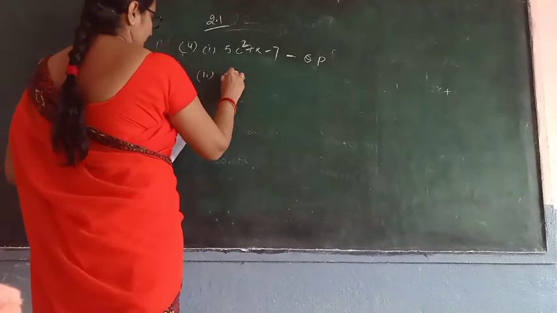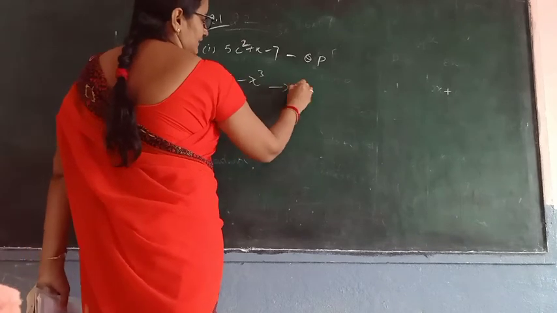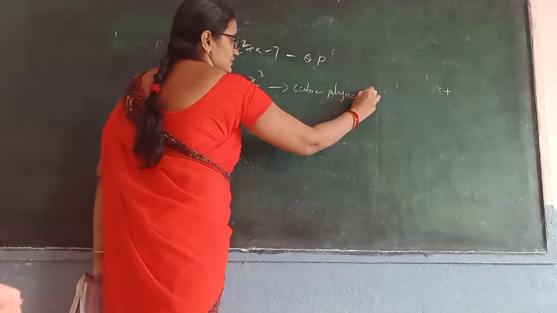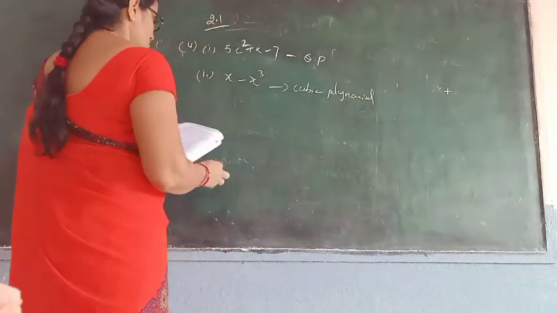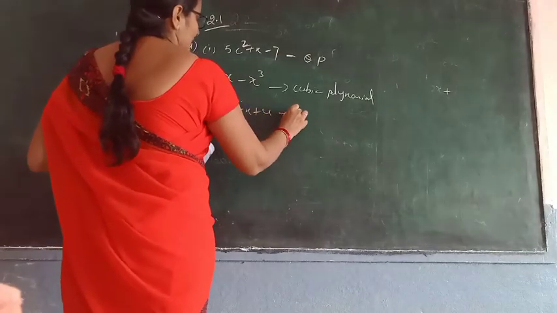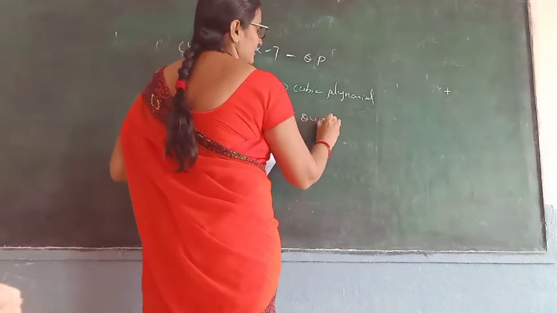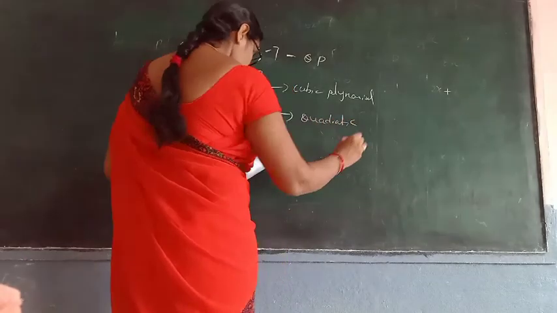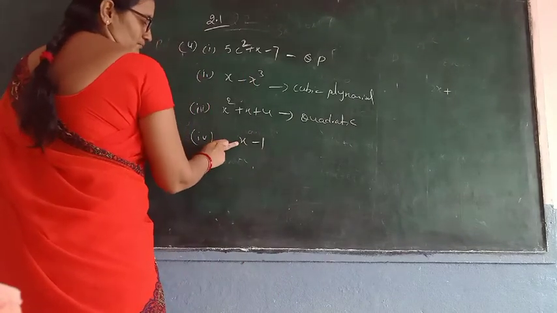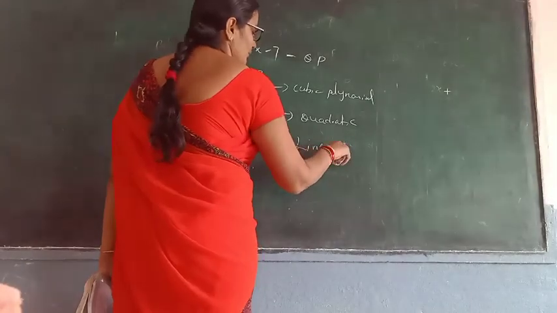Next, second one, x minus x cube. What is the degree here? 3. Then it is a cubic polynomial. Next, third one, x square plus x plus 4. What is the degree here? 2. Then it is a quadratic polynomial. Next, fourth one, x minus 1. What is the power of variable? 1. So this is a linear polynomial.